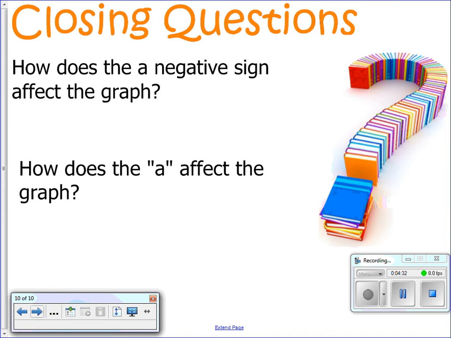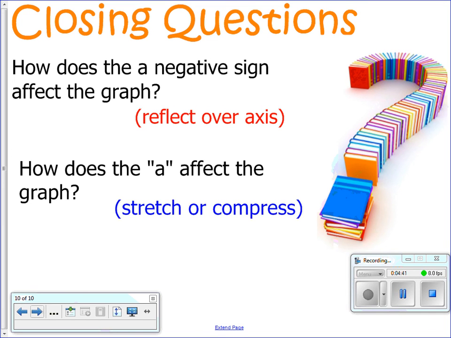So how does the negative sign affect the graph? Well, the negative sign means it's a reflection over the axis. And how does the a affect it? That's telling us whether it's a stretch or compression.